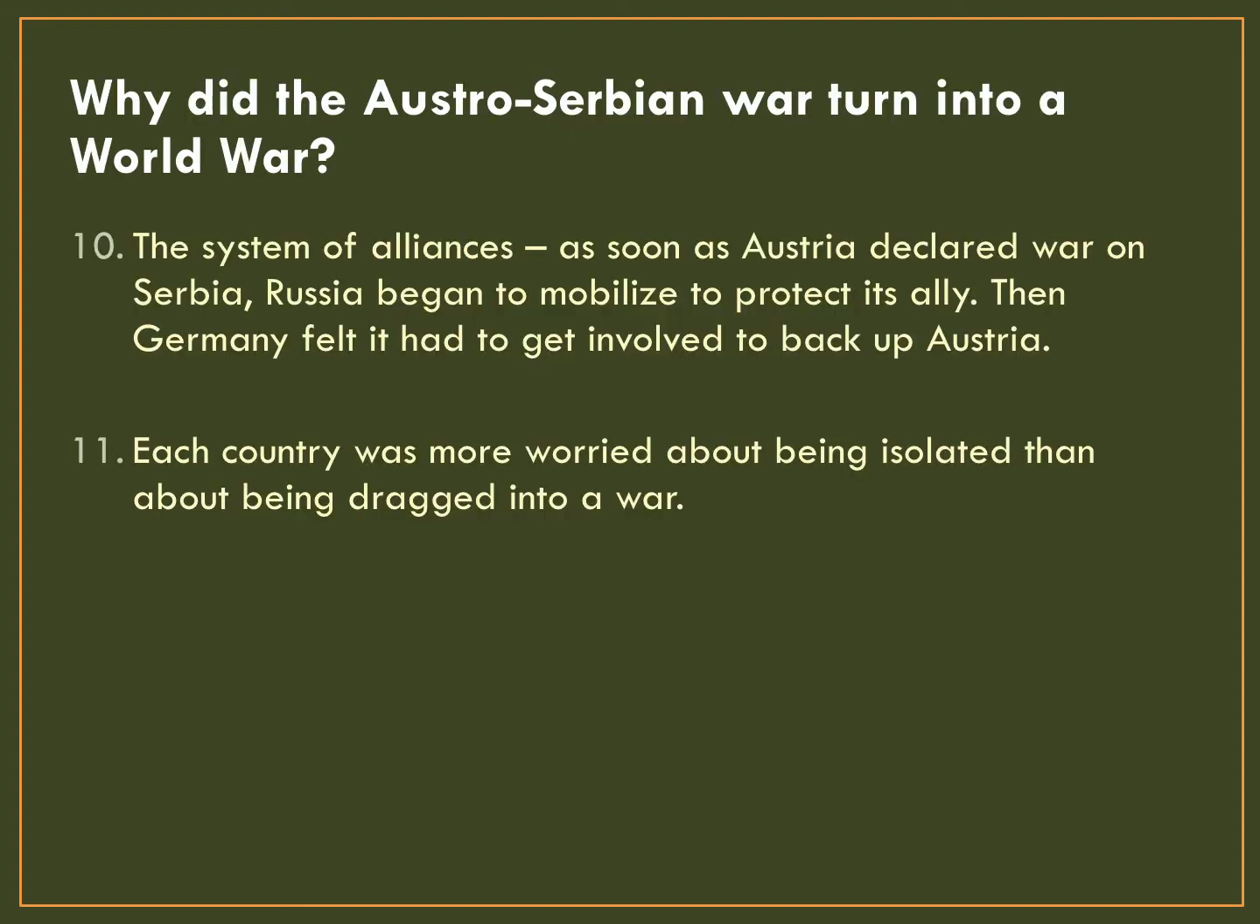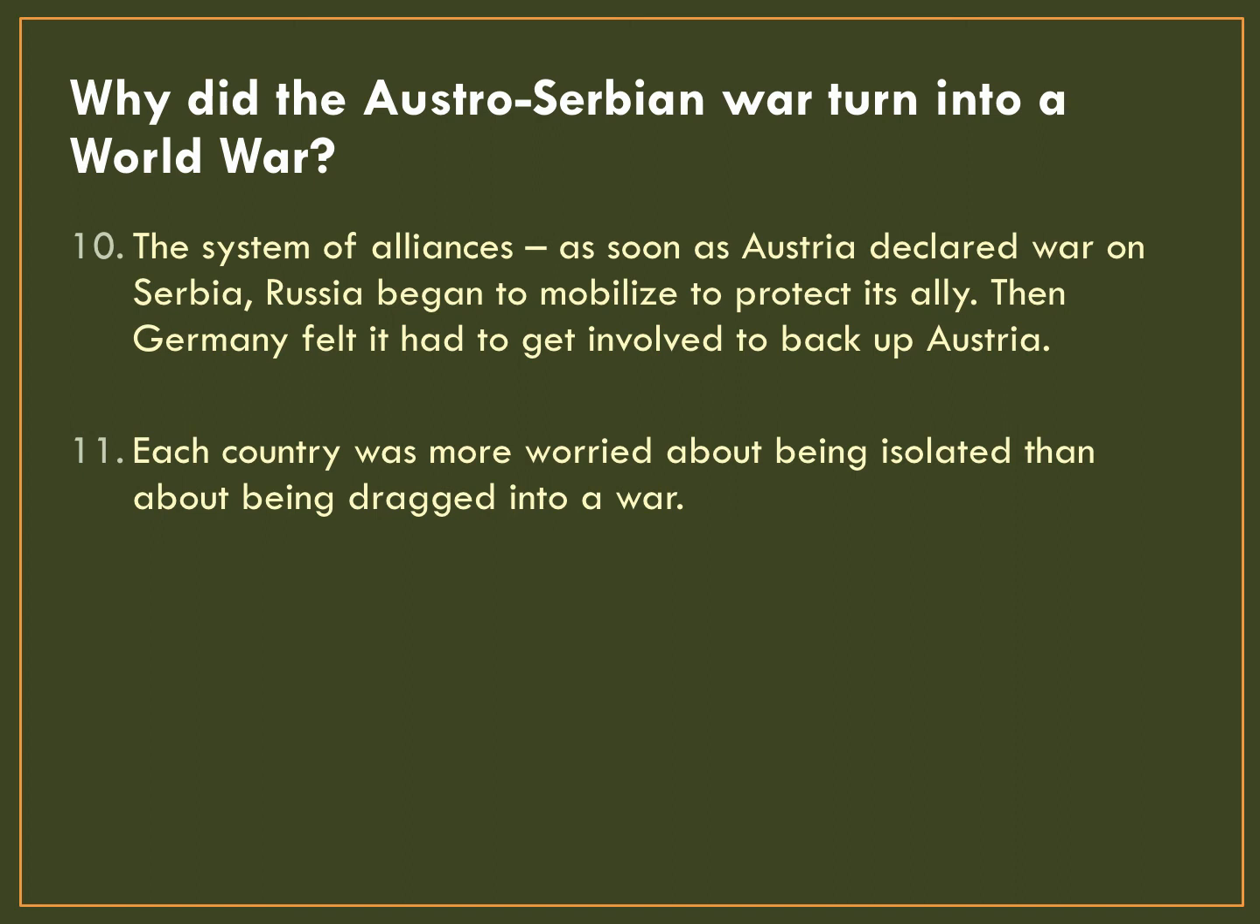Now, how does it turn into a world war? So this goes back to the system of alliances. When Austria declares war on Serbia, Serbia's ally Russia has to mobilize. So remember, Russia is massive. It's going to take them a long time to mobilize. They can kind of see that they're going to have to defend their ally Serbia, and they need to mobilize. So when Austria declares war on Serbia, Russia mobilizes. This puts pressure on Germany because they feel like they have to back up Austria.